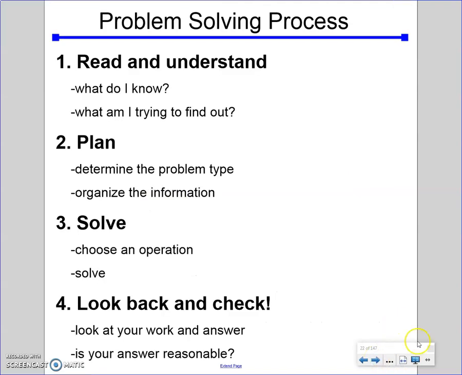So third grade, we're going to use our problem-solving process to solve area division problems, just like every other story problem we might solve. Step 1, we'll read and understand, figuring out what we know and what we're trying to find out. Then we'll plan, we'll determine the problem type and organize the information. Third, we'll solve by choosing an operation and actually solving the problem. And finally, we'll look back and check to see if our answer is reasonable.